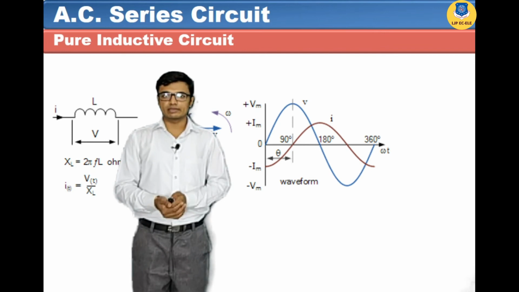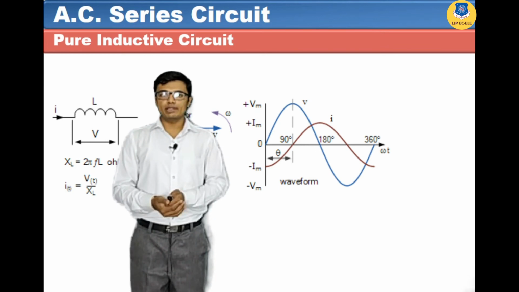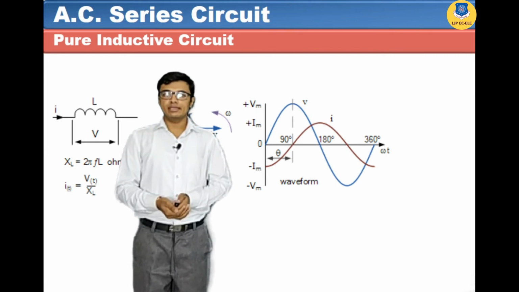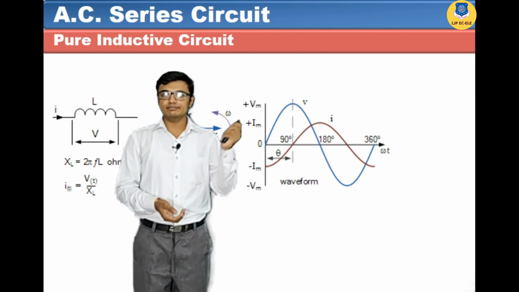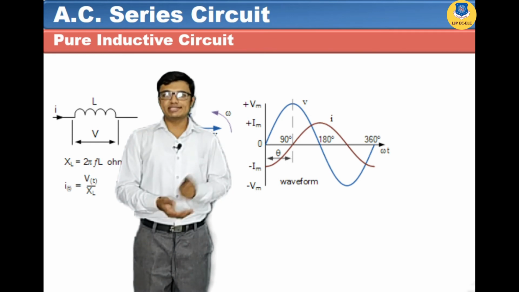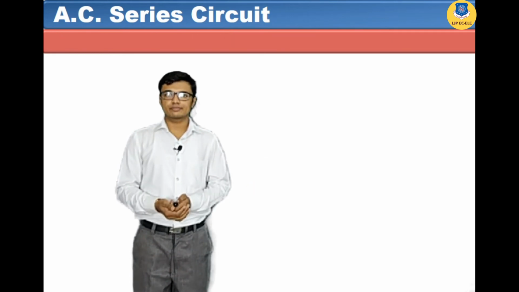And also we know that a pure inductor is not consuming any power. So the average power in a pure inductor is always 0, because the product of the positive half cycle and negative half cycle is always 0. Hence power consumed in the purely inductive circuit is always 0.